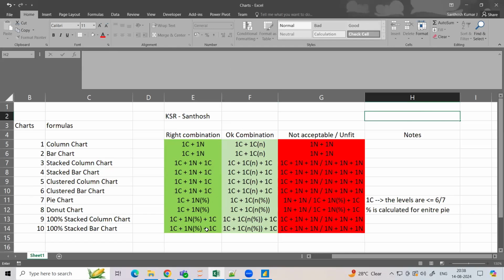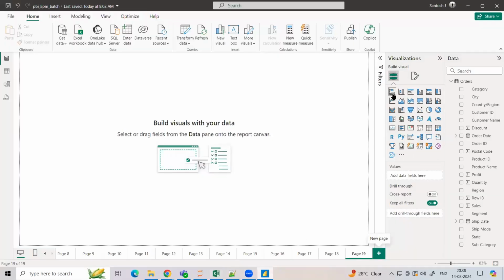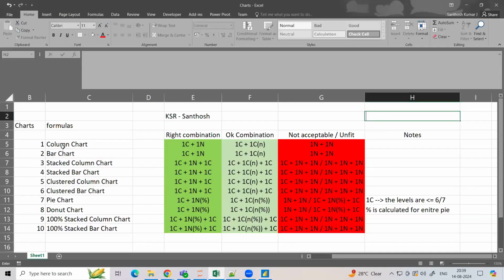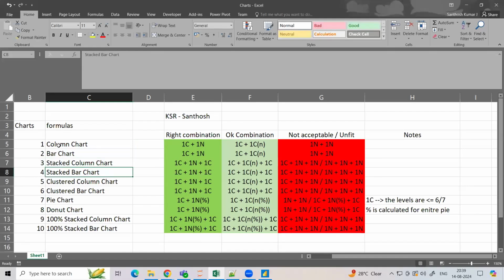Okay, now let's go into the next chart. 1, 2, 3, 4, 5, 6. We have completed all the 6 charts in the first row in our first week. It's been 1 week into Power BI. We have completed all 5, but here it is coming as 10 because for every one it has an opposite: column, bar, stacked column, stacked bar, clustered column, clustered bar, pie, donut, 100% stack, 100% bar.